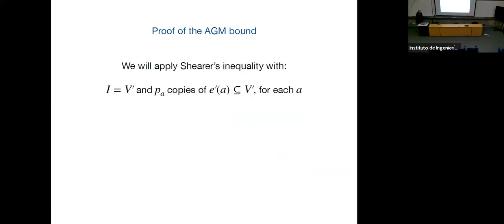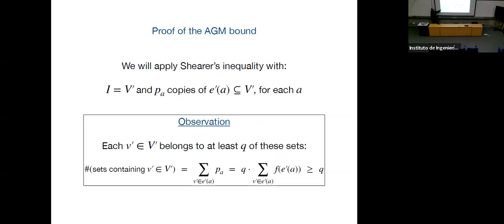So what happens in this case? Every node in the pattern belongs to at least Q of these sets. Why? Well, the number of sets containing B prime is what? It is the sum of P sub A, because I'm amplifying the number of times a set appears, over the A's such that B prime touches the edge A in H. And by definition, P sub A is Q times the value of the fractional edge cover. So this is Q times the sum of the values of the fractional edge cover over all edges that touch B prime, right? But we know that since it is a fractional edge cover, this sum is at least 1, so this is bigger or equal than Q.